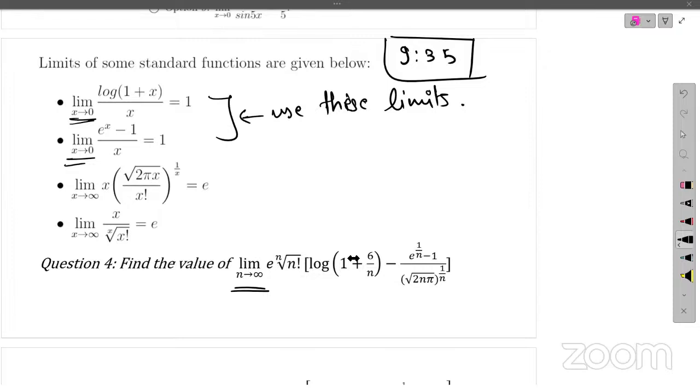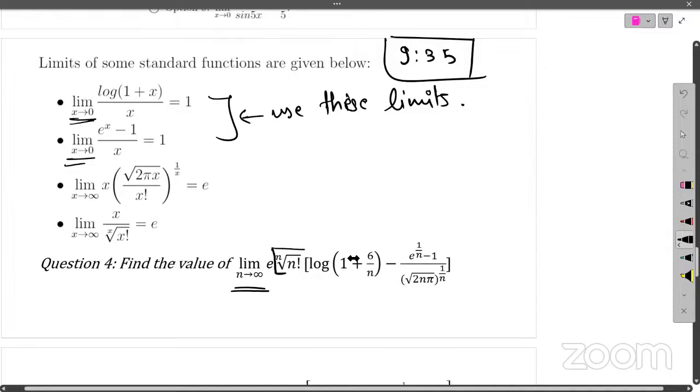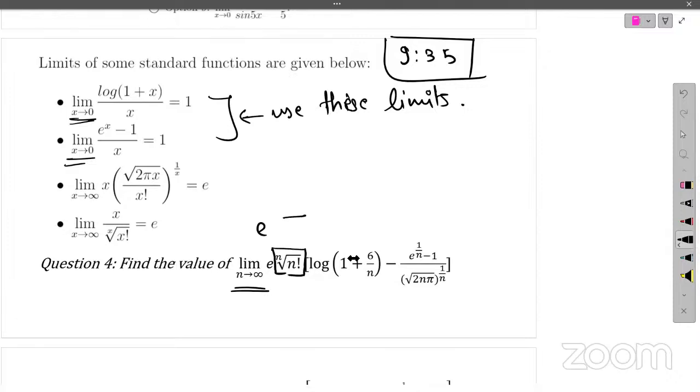And this is e, and then this function is different. I mean it is e, and then the nth root of n factorial, and these are different. Don't confuse that it is e to the power n and then under the root of n factorial. It's some kind of this term under the root of n factorial.